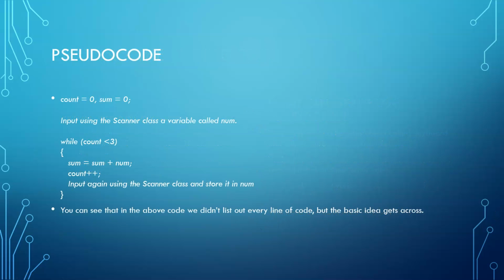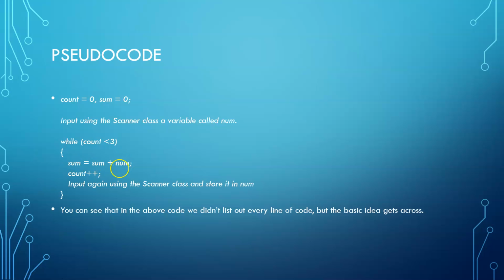So here's our pseudocode. Here I have count equals 0, sum equals 0. I'm going to input using the scanner class a variable called num, while count is less than 3, because I know in this case it's only going to go 3 times. Sum equals sum plus num, count plus plus, input again using the scanner class and store to num. And you can see in the above example, I didn't list out every single line of code, but the basic idea is there. Now, of course, you could write this in English. That would be perfectly simple. You could say add num to sum.